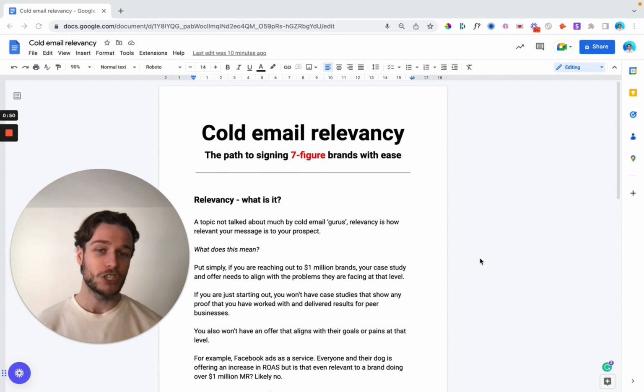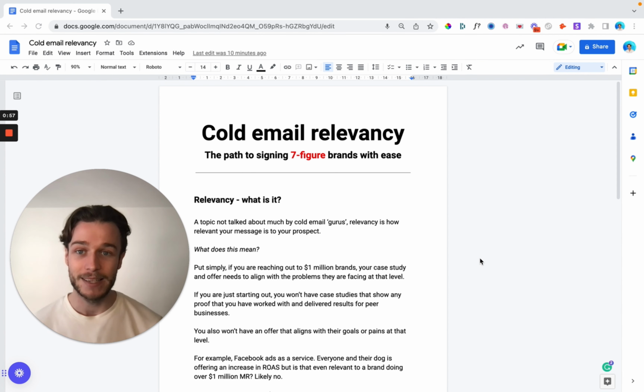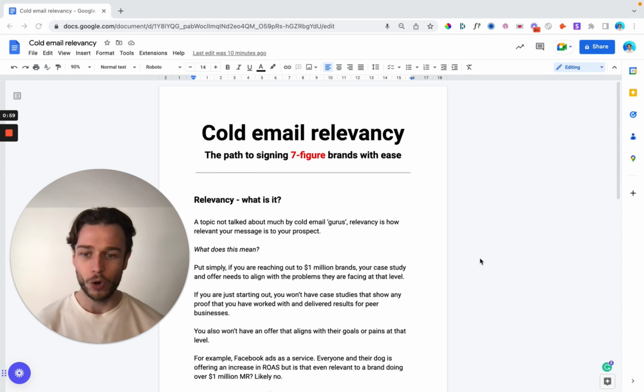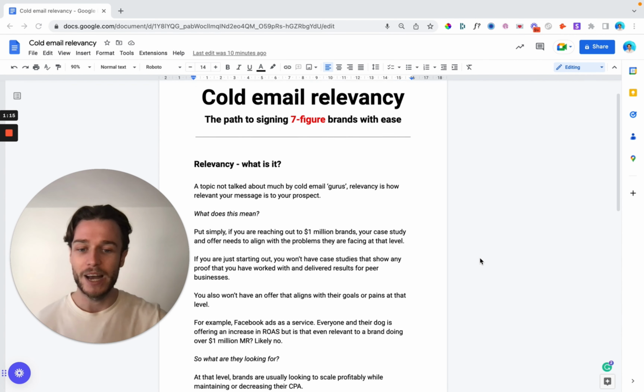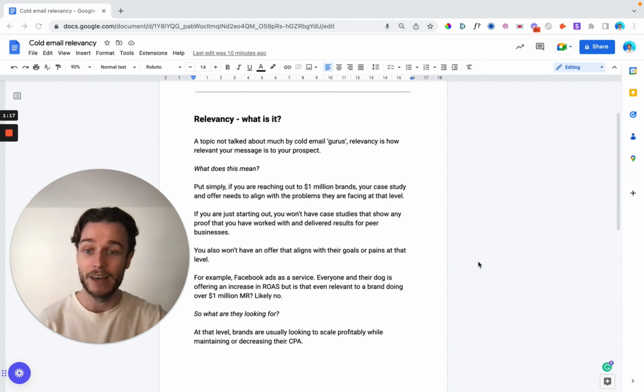Put simply, if you're reaching out to million-dollar brands, then you need to have a case study or case studies and an offer that actually aligns with their pain points and the problems that they're facing at that level. If you're just starting out, it's very unlikely that you have case studies that show any proof that you've worked with brands at that echelon, or delivered results for brands that they would consider a peer, on the same echelon. So you won't have an offer that actually aligns with their goals or pains at that level unless you've done significant market research and you know exactly what problems these guys are facing.